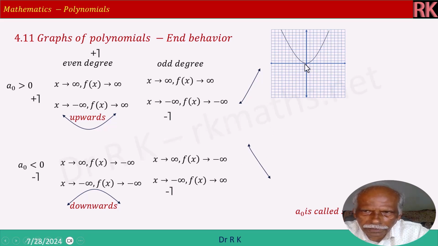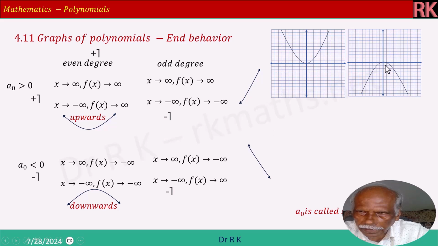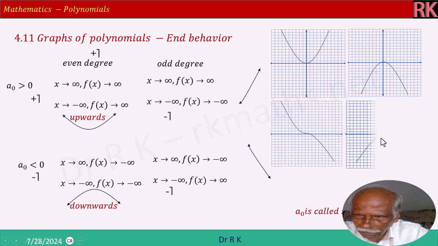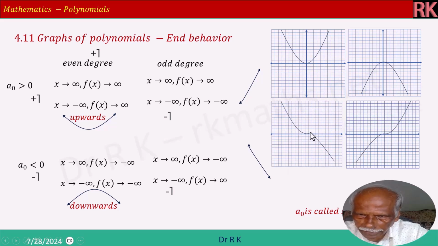Here A0 is positive, here A0 is negative, because downwards A0 is negative, upwards A0 is positive, and both are symmetric about the y-axis, therefore even degree. And here odd degree, because it is not symmetric about the y-axis. And then here A0 is negative and here A0 is positive. From the right hand side characteristics, I decide about the sign of the coefficient.